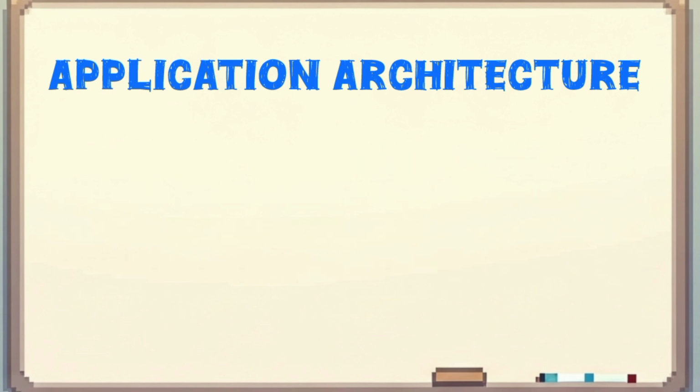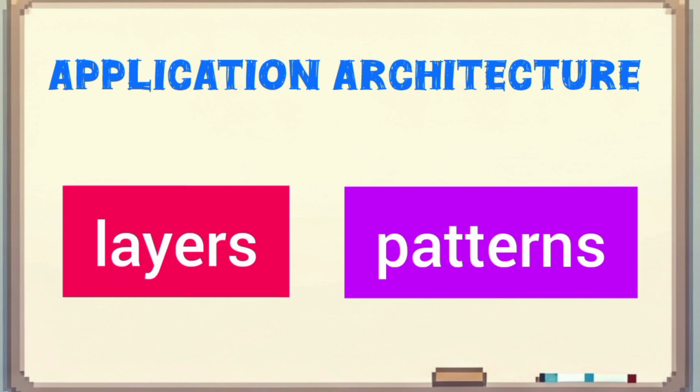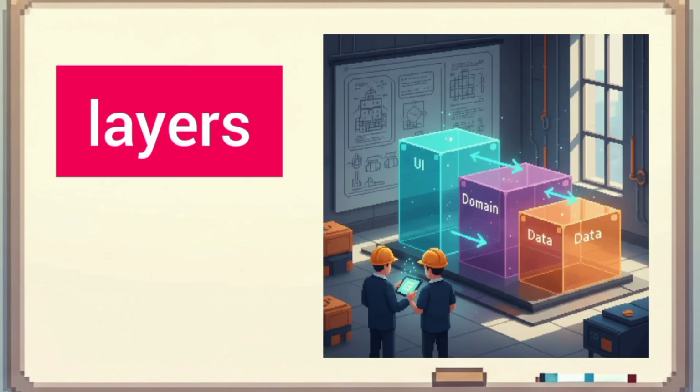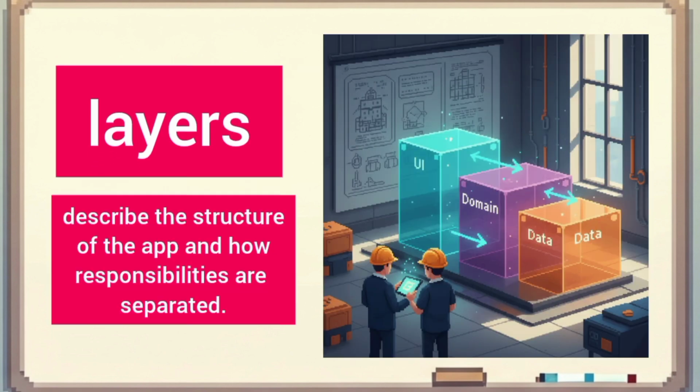An application's architecture generally consists of two main parts, layers and patterns. The first part, layers, describes the structure of the app and how responsibilities are separated. There are three primary layers: presentation layer, domain layer, and data layer.